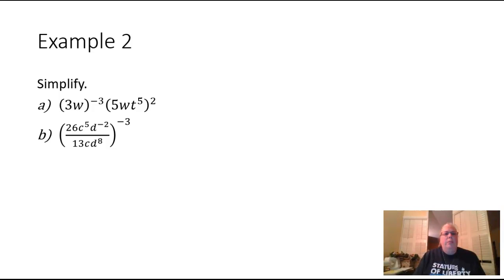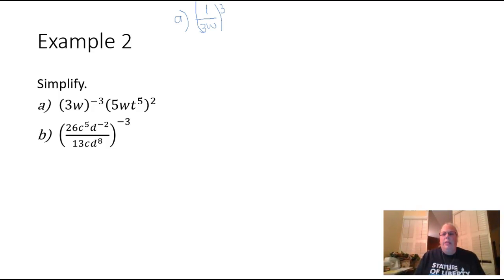In A, we have (3w)^-3 times (5wt^5), and all of that squared. All right. So what I'm going to do first is take all of the 3w, both of those bases are being applied to that negative 3 power. I'm going to take the reciprocal of that. This is going to be 1 over 3w, and all of this is what I'm going to be raising to the positive 3 power.